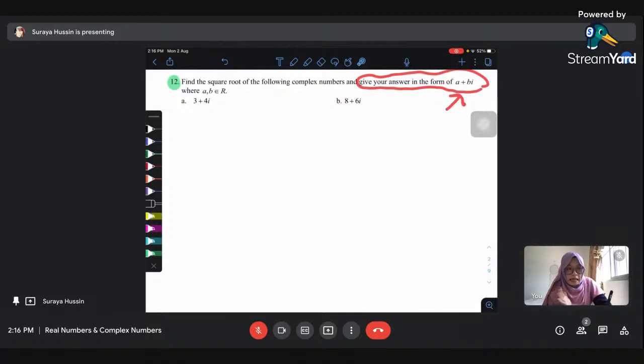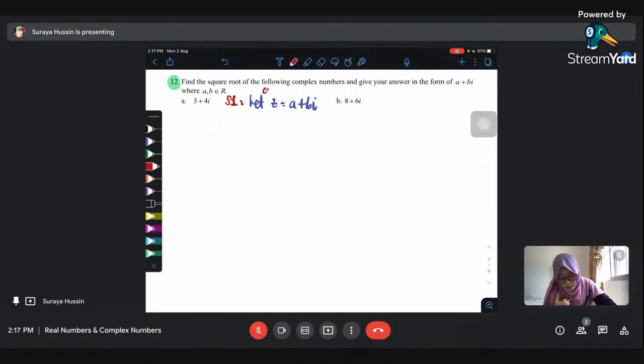Bermaksud jawapan mesti dalam A plus BI. Cumanya you tak tahu what is your value of A and what is value of B. Okay, so dekat sinilah you kena assume. You have to learn to assume by writing down let Z is equals to A plus BI. Okay, itu adalah step yang pertama. This is step 1. Okay, so this is important. Actually dalam banyak-banyak soalan PSPM, sangat banyak untuk faham sendiri bahawa you have to create it by yourself.